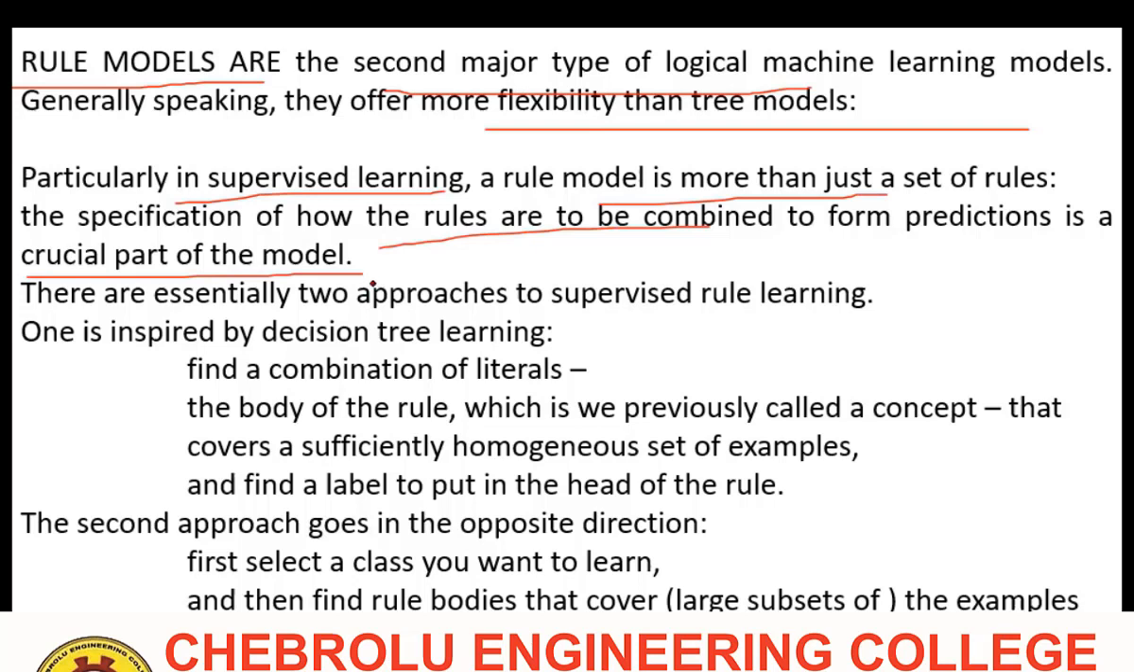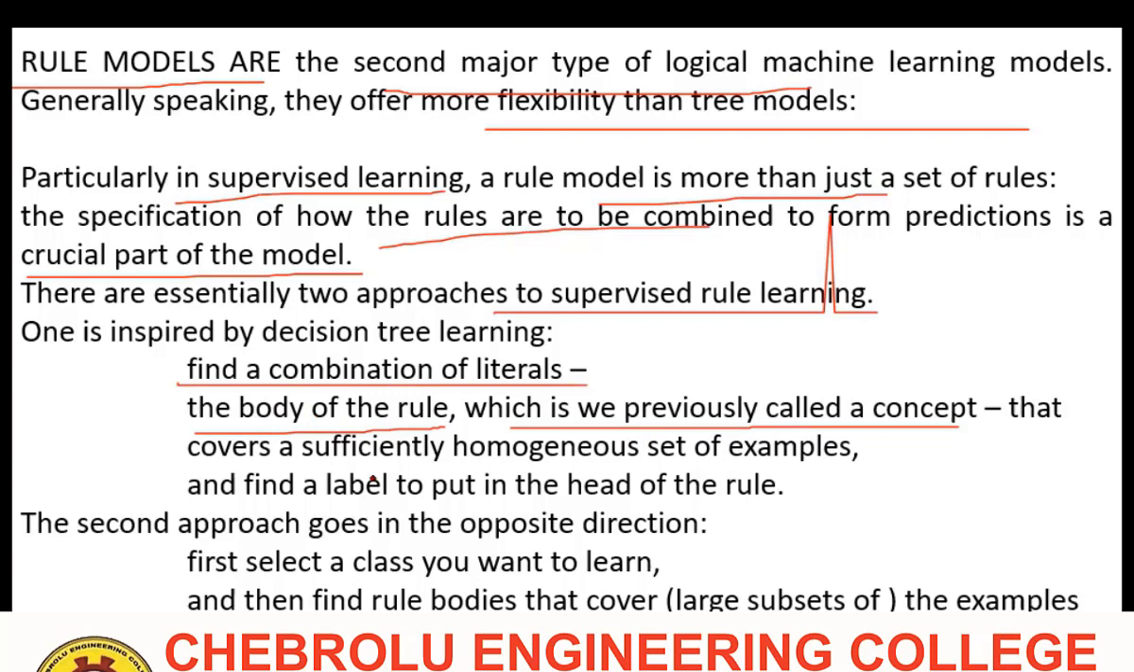There are essentially two approaches to supervised rule learning. There are only two methods. The first method is what we have done in decision tree learning. Find a combination of literals, the body of the rule, which we previously called a concept. We learned in the fourth chapter on concept learning: and, or, not, negation, conjunction, etc. That is the body of the rule.